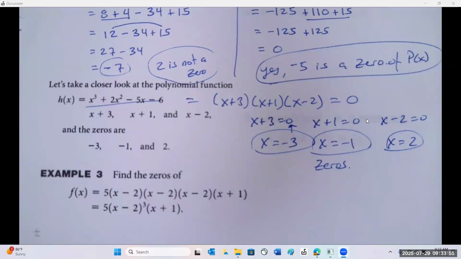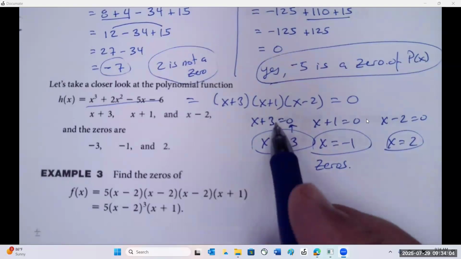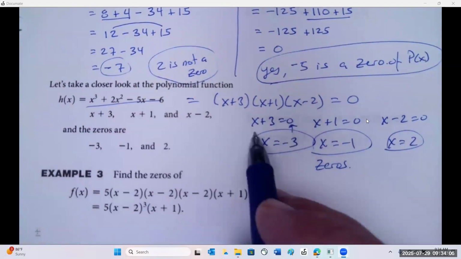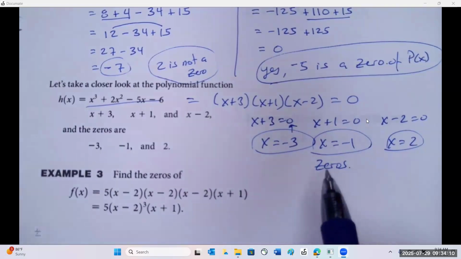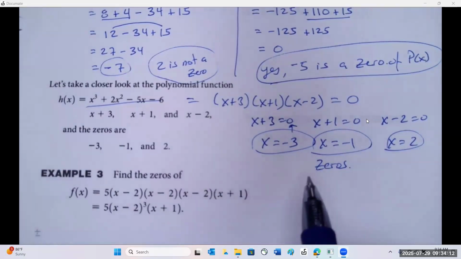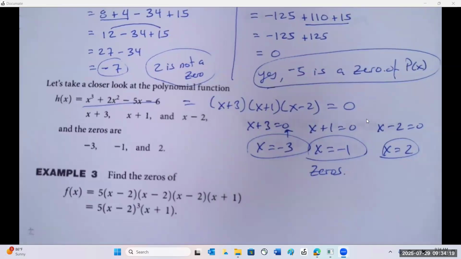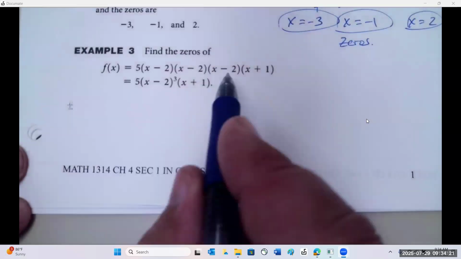Is that making any sense? Once we factor it out, we set them all equal to 0 and solve. Those x values are zeros because when we plug them back into the function, they equal 0. That's what a zero is. Find the zeros of this polynomial.